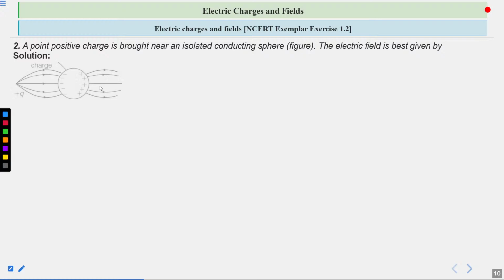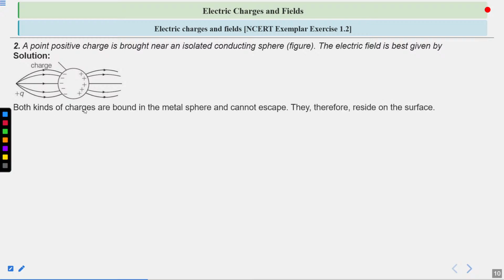So next, the correct representation is this one. Both kinds of charges are bound in the metal sphere and cannot escape, so they reside on the surface. Look at here. An isolated conducting sphere consists of both positive and negative charges. Yes or no?